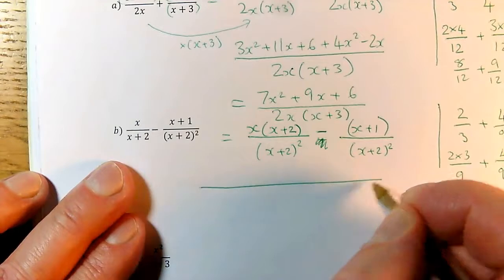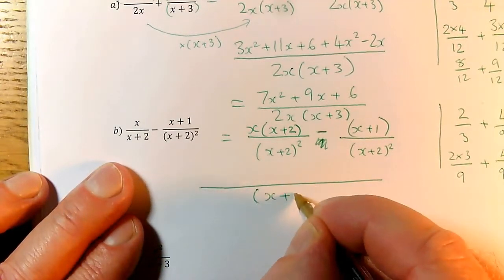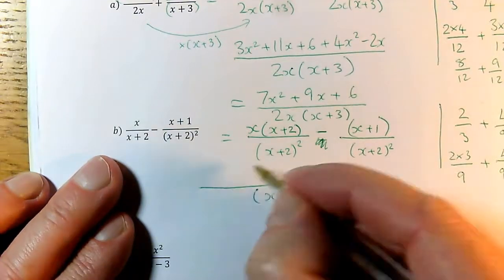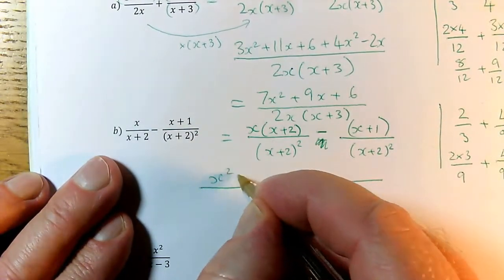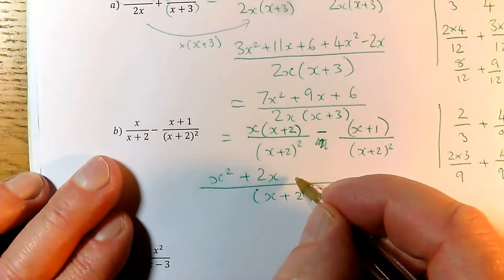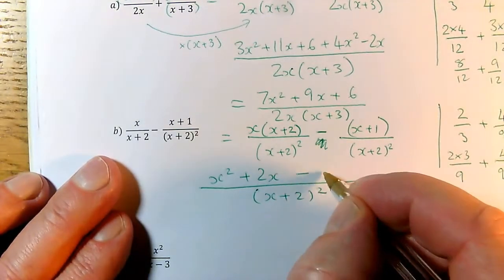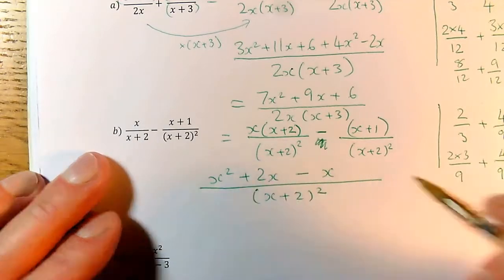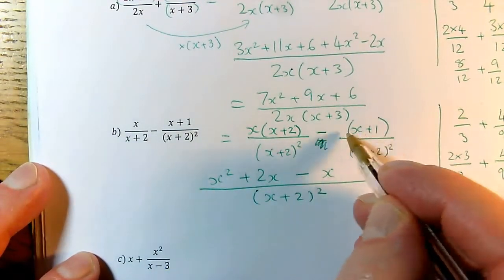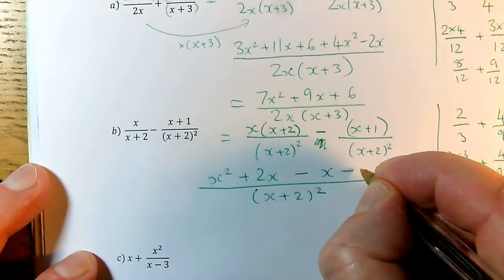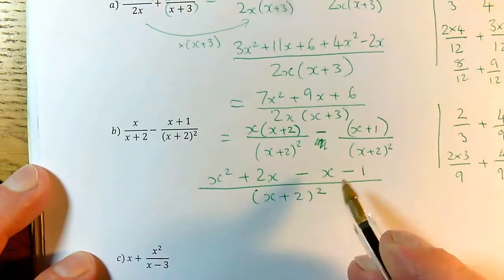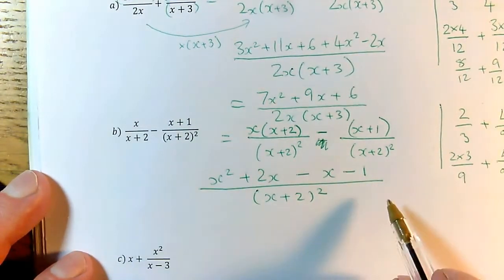Why does it need to be in a bracket? Well, when I put everything over x plus 2 squared, I'm going to be multiplying this out, so this is x squared plus 2x. If I were to now write minus x plus 1 without the bracket, it would be wrong, because this minus in front of the bracket changes that plus 1 into a minus 1. So that's why the bracket was essential at this stage. I've now removed that bracket, I've taken account of the minus sign, so I'm correct here.